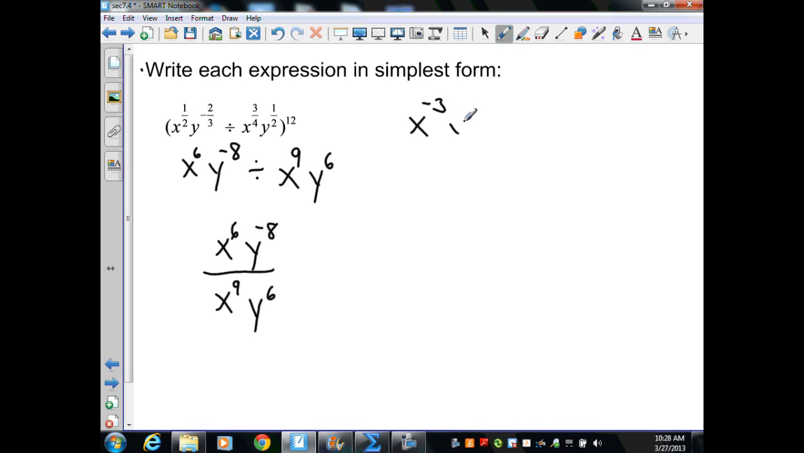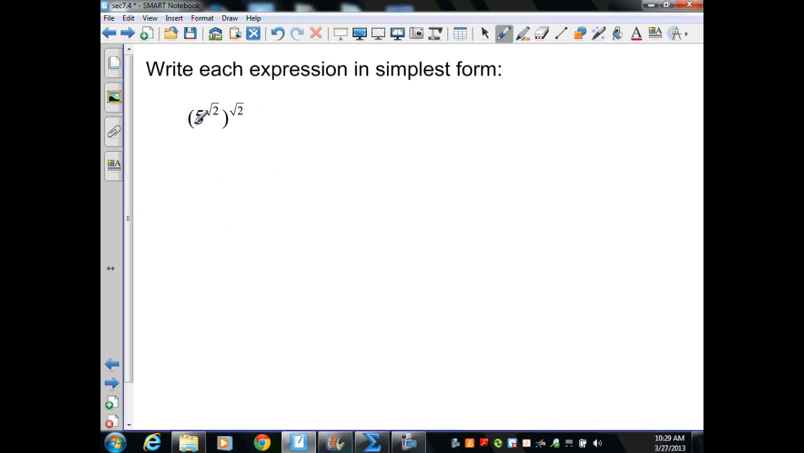Y, negative 8 minus 6 is a negative 14. These exponents are both negative, therefore we'll put them in the denominator. X to the 3rd, y to the 14th, and since there's nothing in the numerator, I must put a 1.